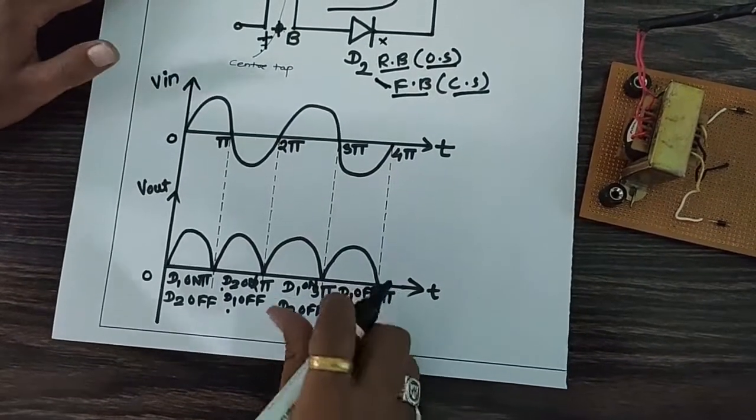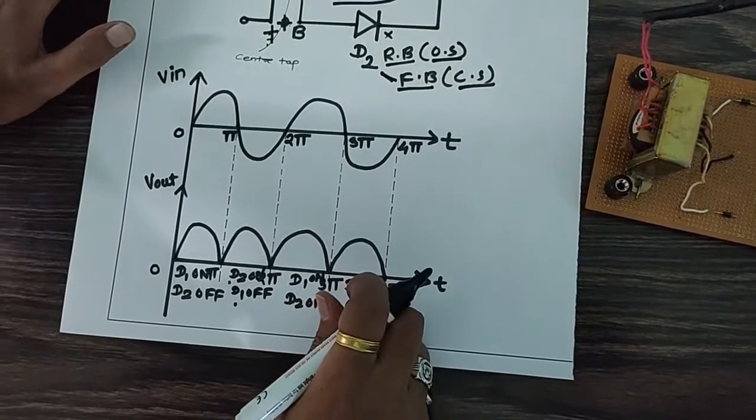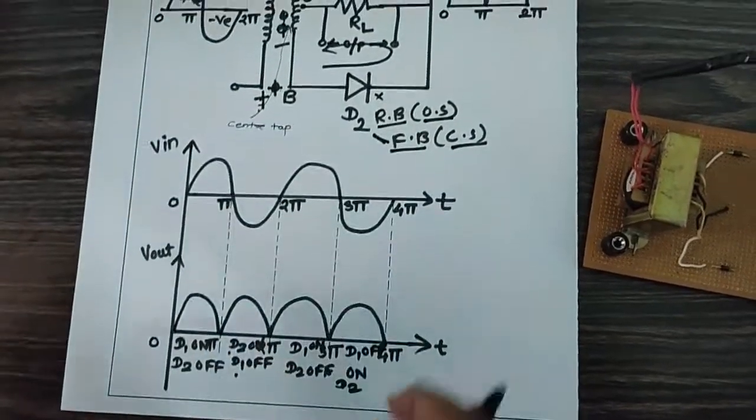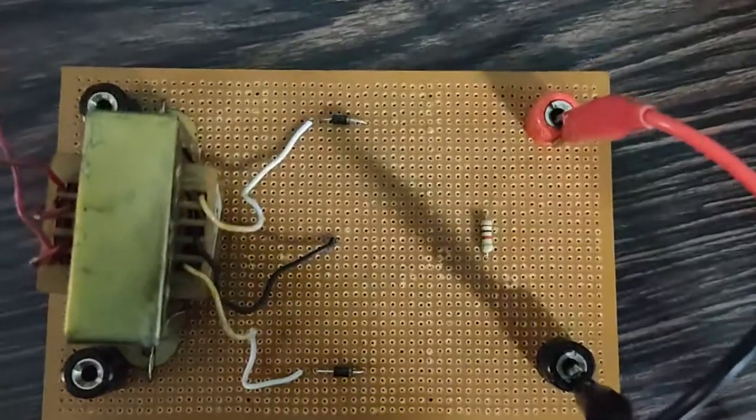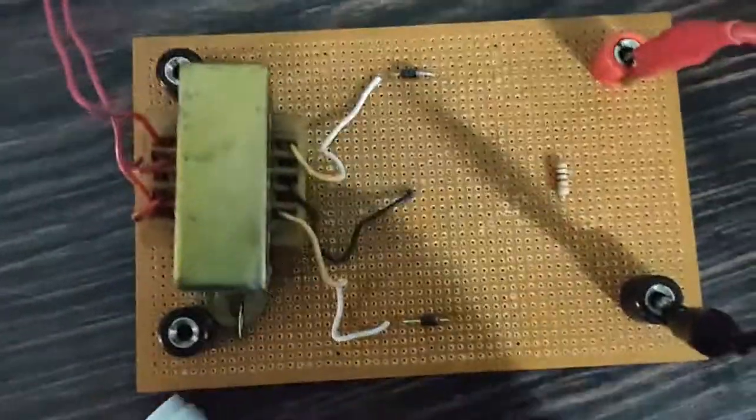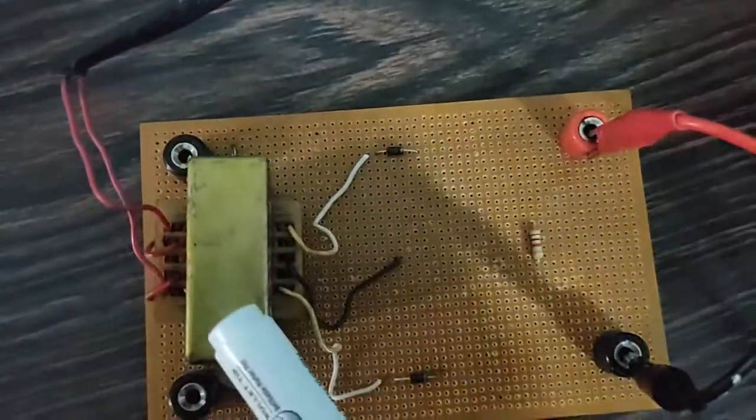Now let's take the waveform on the CRO. To check these waveforms on the CRO, first of all, this is the kit for your experiment. Now this is the center tap type of rectifier.